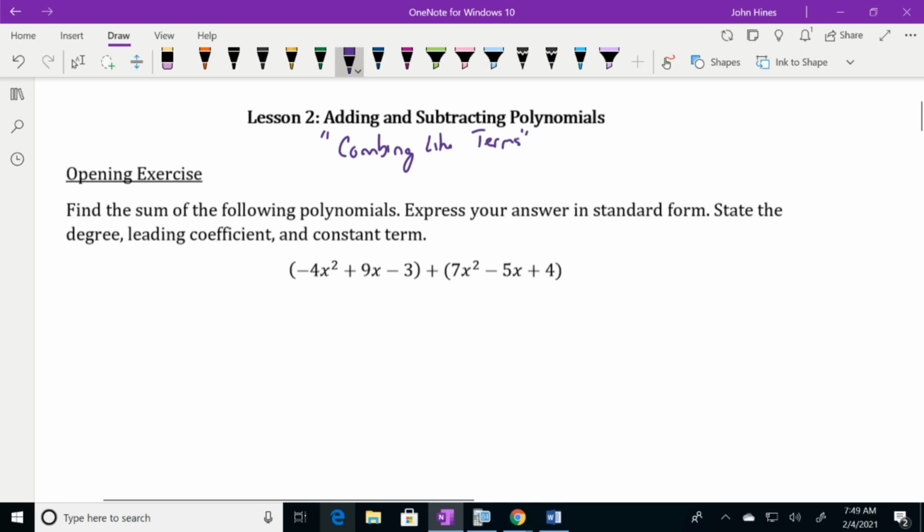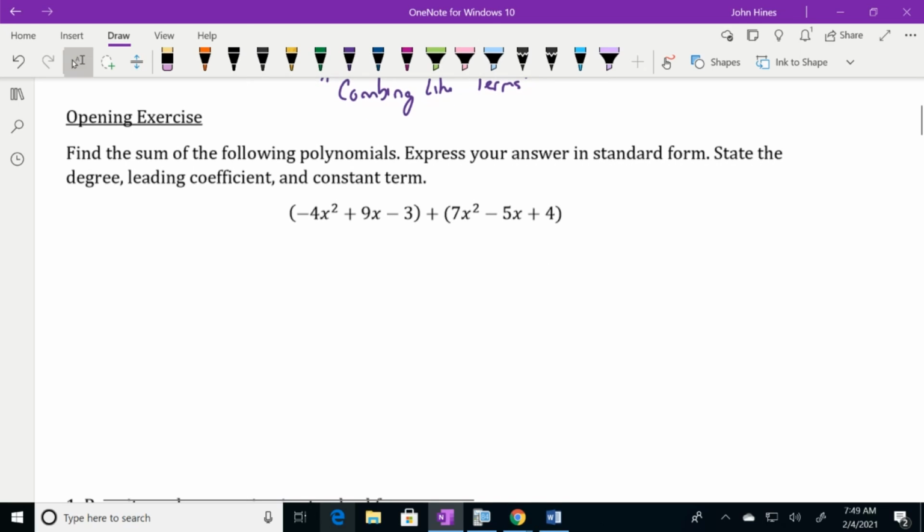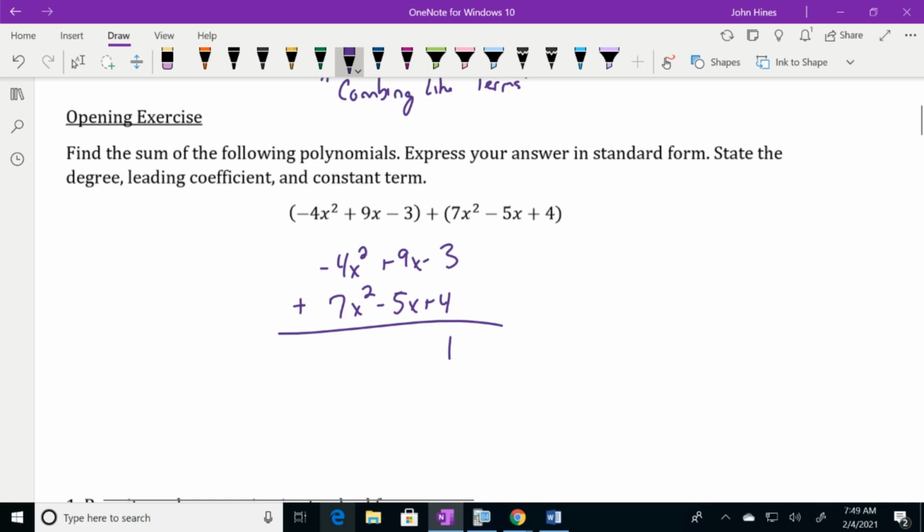So find the sum of the following polynomials. Yesterday we used that method of stacking the like terms on top of each other, just like we added with our standard algorithm, where we stack the terms on top of each other and added together. So -3 and 4 is 1. 9 minus 5 is 4x. Remember, we don't touch the variable. The variable just comes along for the ride. -4 plus 7 is 3. So that right there represents the sum.